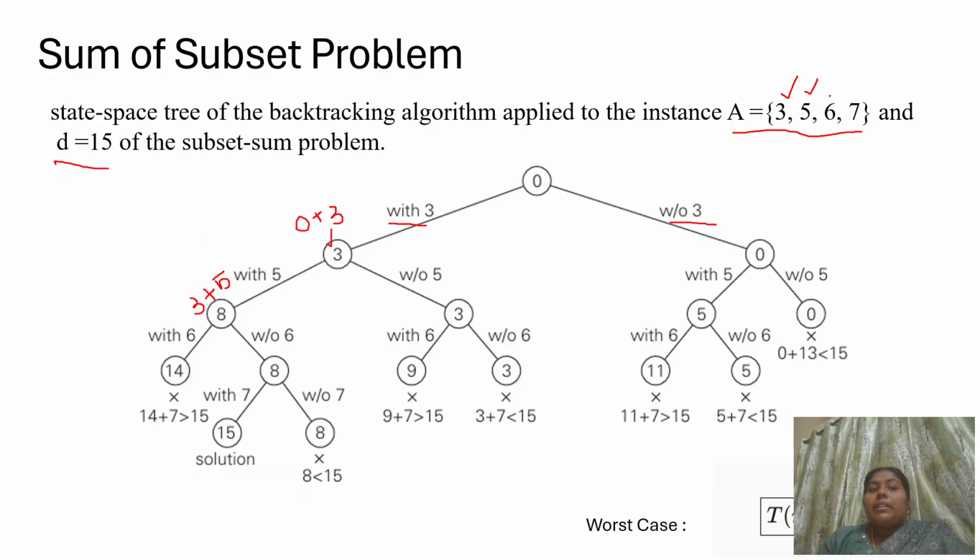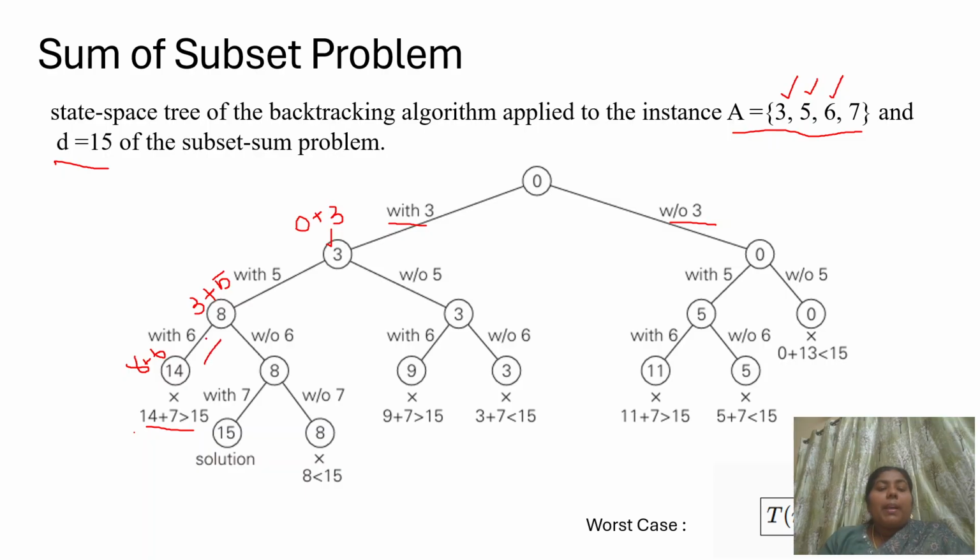What is the next element in the list? That is equal to 6. 8 plus 6, what is 8 plus 6? That is equal to 14. So 14 is less than 15. But 14 plus 7, what is 14 plus 7? It is 21, which is greater than 15. So this is a non-promising node, a dead end.